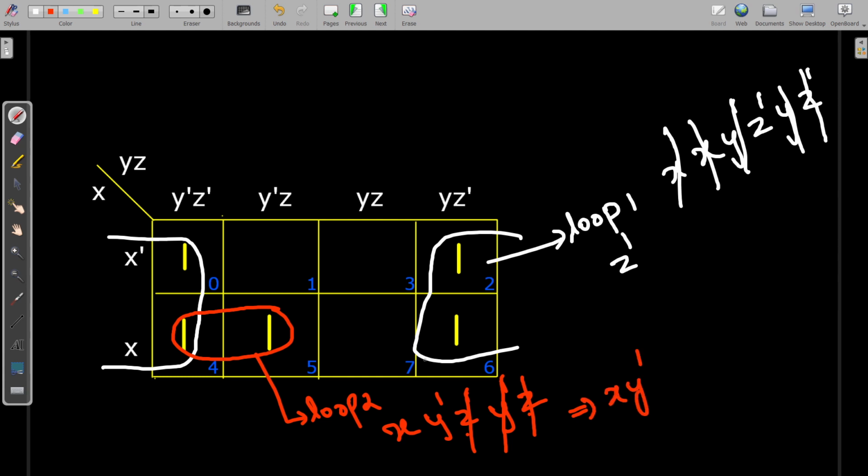So the loop 1 expression is z dash, and it must be combined with the loop 2 expression, x y dash, using the plus sign, since it is a sum of minterms. We got the answer. The simplified expression using K-map is f equals z dash plus x y dash. So we have done this problem. Thank you. Hope you have understood.